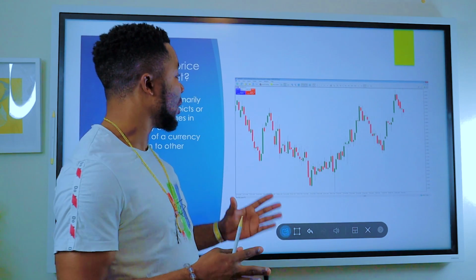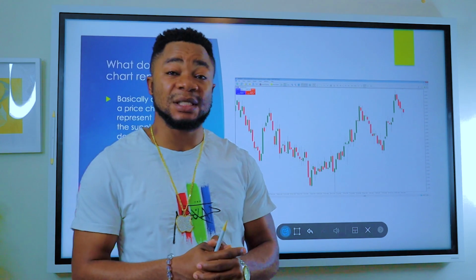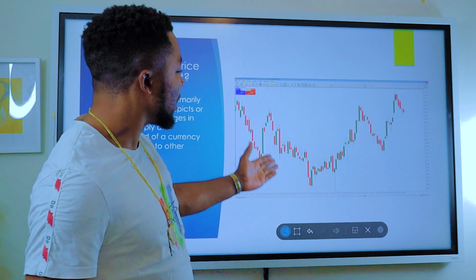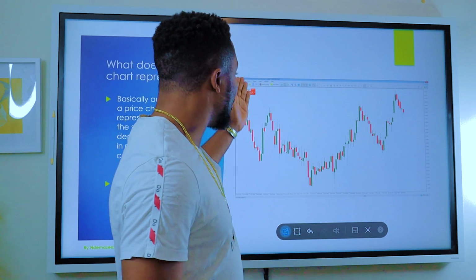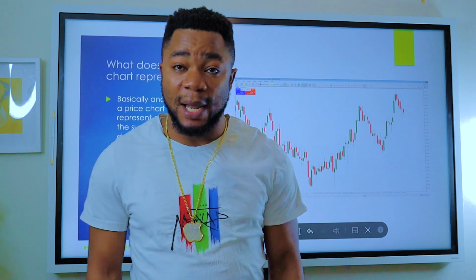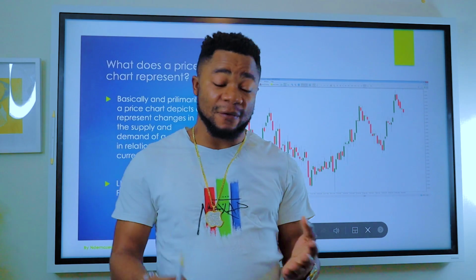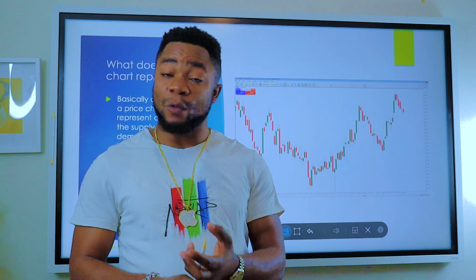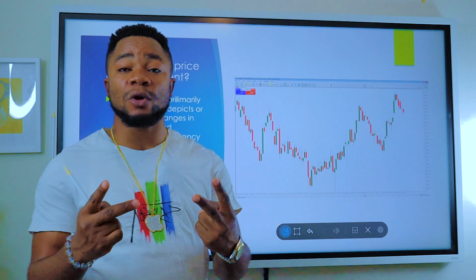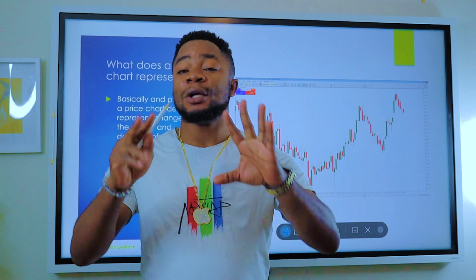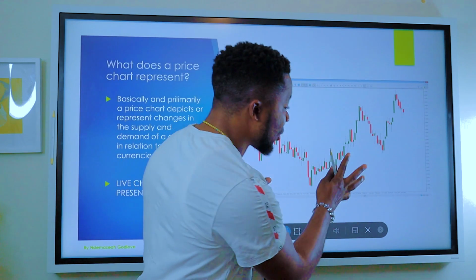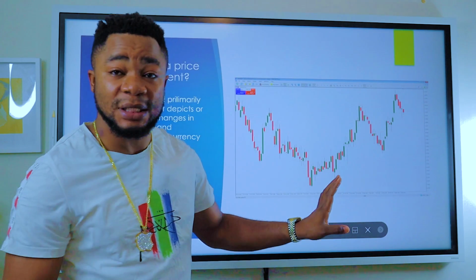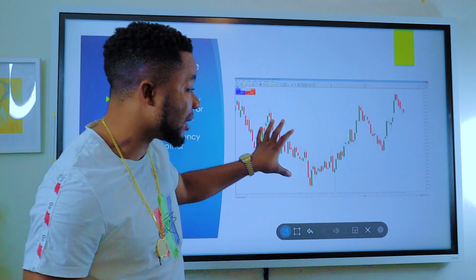Maybe it will make sense if I'm able to take a specific currency. Let's take this chart. The chart we have here is the United States dollar and the Japanese yen. All right. So we have two currencies involved: the United States dollar and the Japanese yen. Those are two countries, two economies represented on this particular chart.